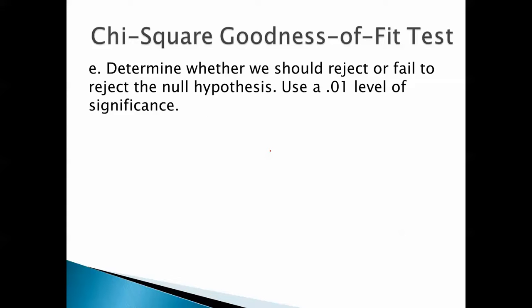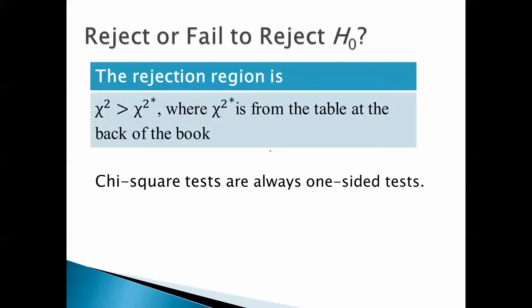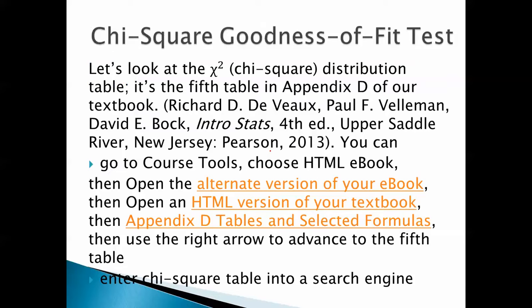Okay, determine whether we should reject or fail to reject the null hypothesis using a 0.01 level of significance, because we want to be really, really sure. None of this 0.05 stuff. It's got to be 0.01. We don't want to haul people before a court unless we're pretty certain. Okay, the rejection region is chi-square is greater than chi-square star, where chi-square star, that critical value, is from the table at the back of the book. Chi-square tests are always one-sided tests.